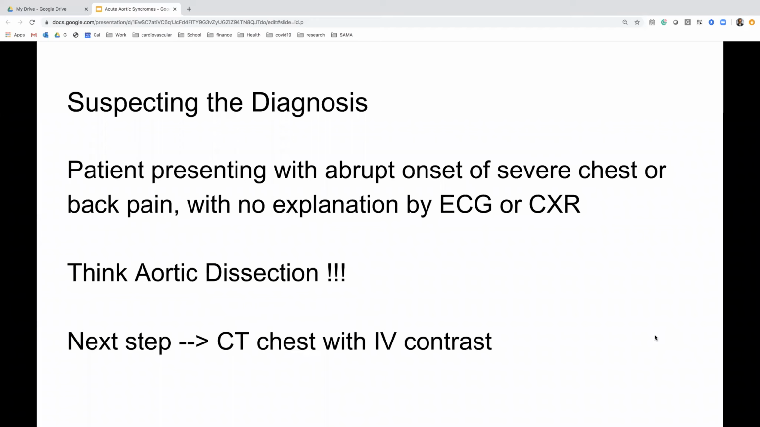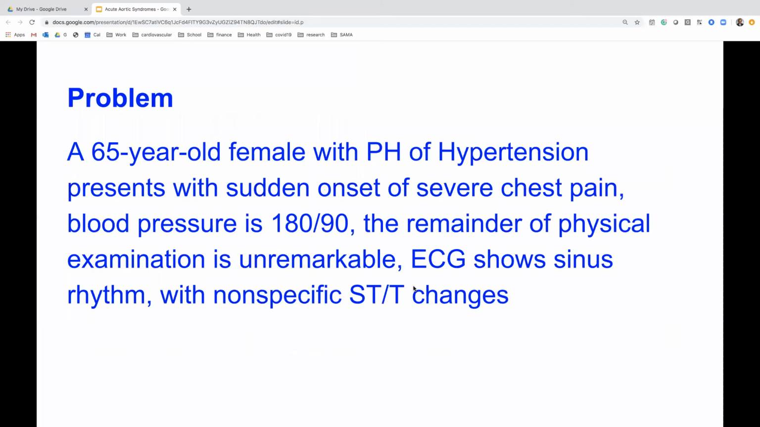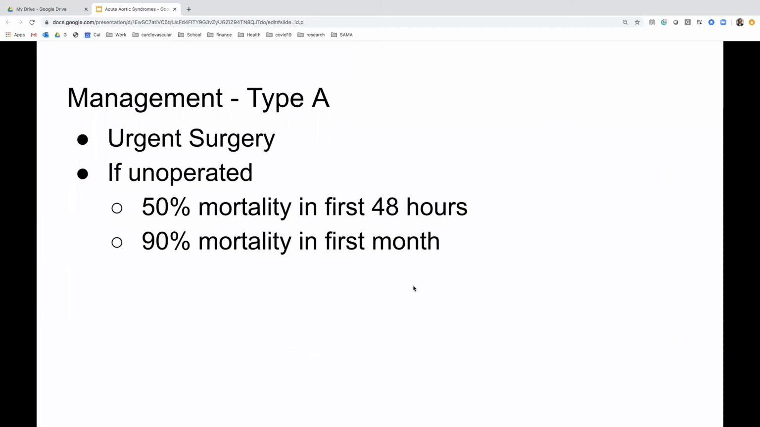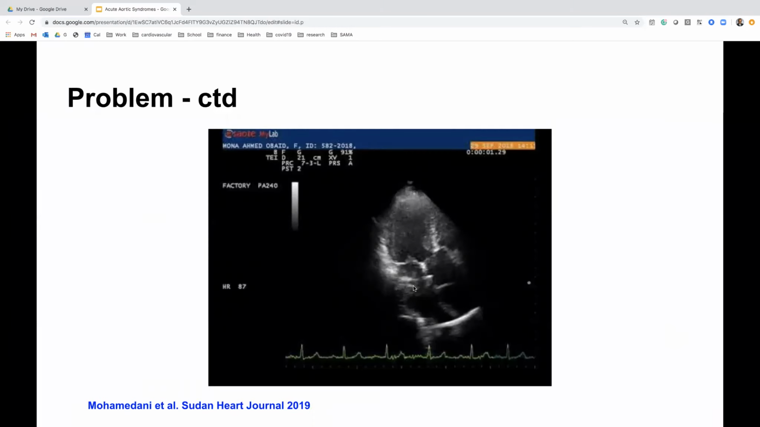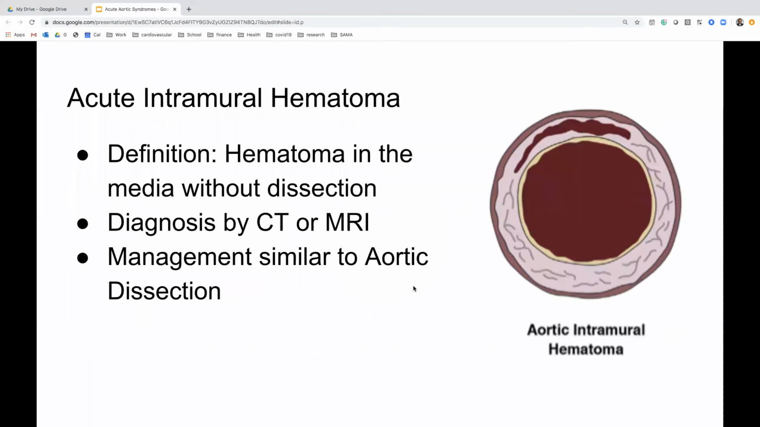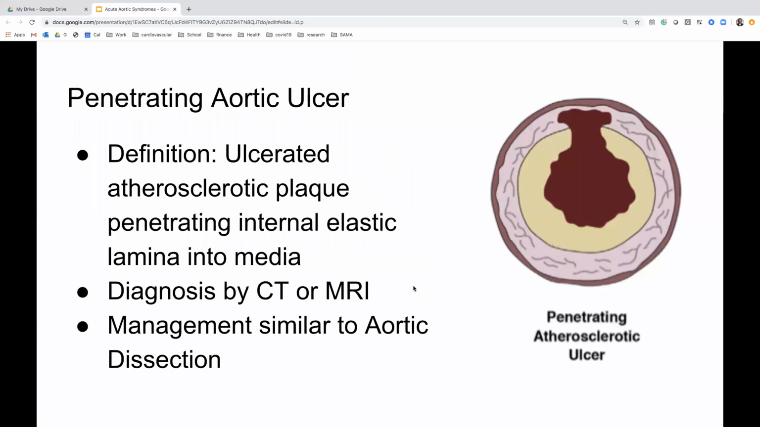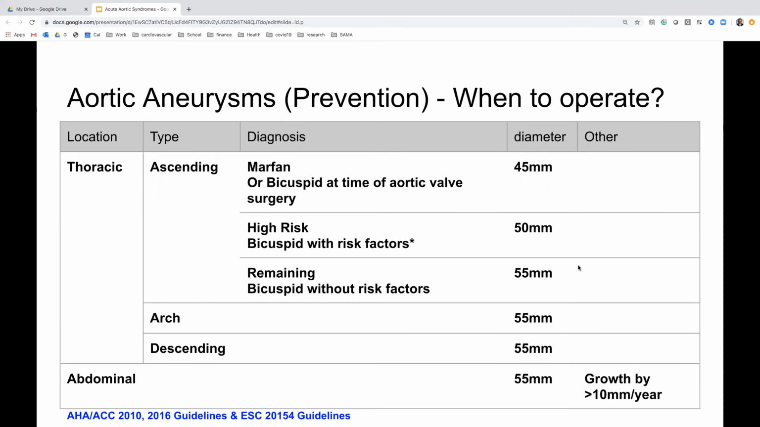Okay, Marfan operate at 4.5. Yes. The reason behind that is that Marfan patients have a high predilection, or high tendency, to develop aortic dissection at smaller diameters. That's why the guideline changed for Marfan.